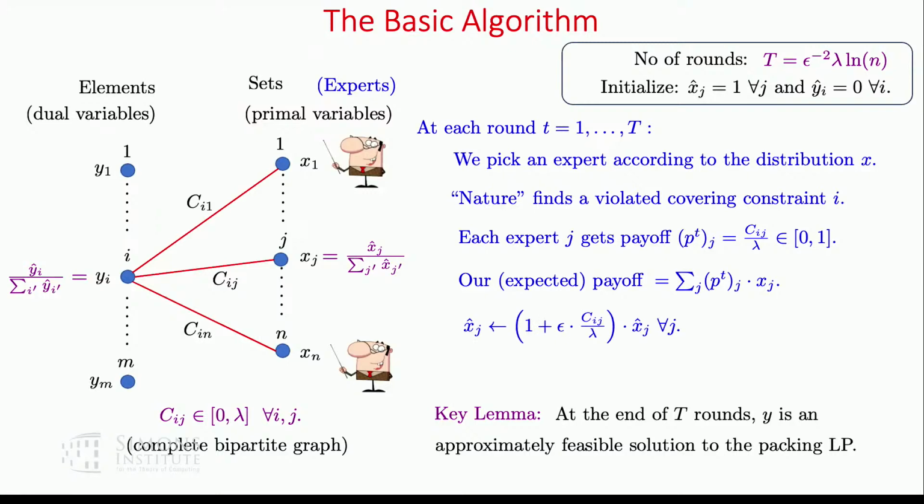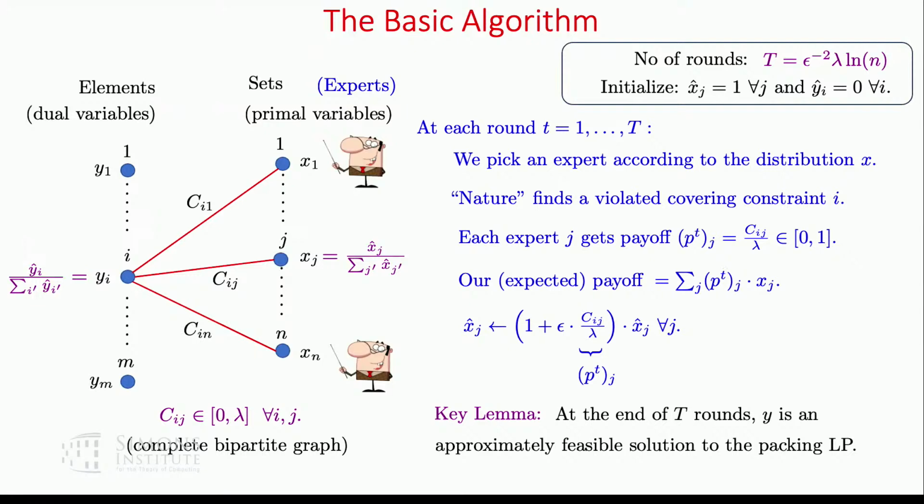And after this, we basically update the weights on each expert multiplicatively. And you will notice that the way we are updating these weights, Cij divided by lambda, this is precisely the payoff that expert J receives. So this is precisely the experts setting. Okay.